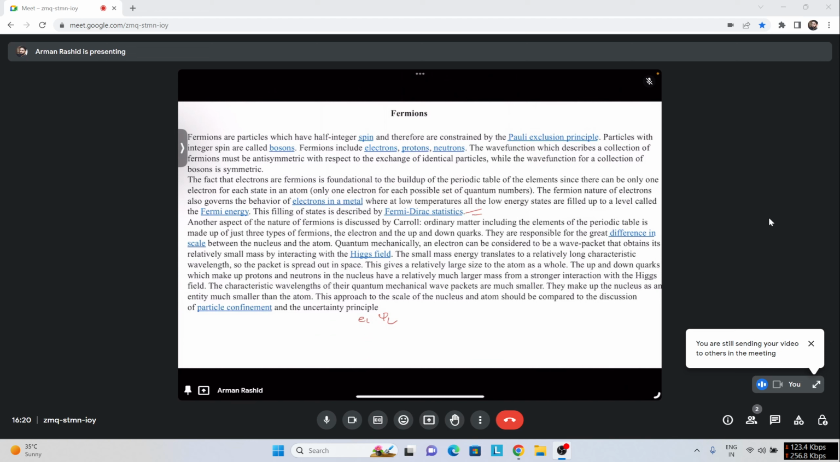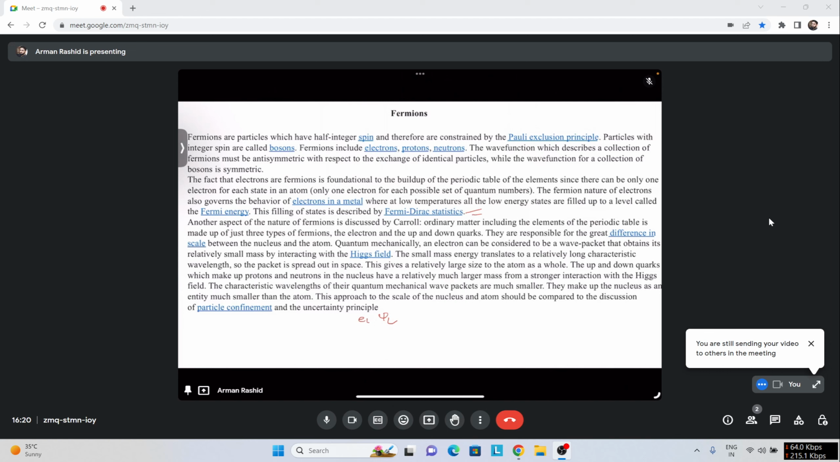This is determined, I told you, this is called Fermi Dirac statistics. Now another aspect of the nature of fermions was determined by Carroll. What Carroll said is that ordinary matter, which includes elements of the periodic table, is just made of three fermions: electrons and up and down quarks. They are responsible for the great difference in scale between the nucleus and an atom.